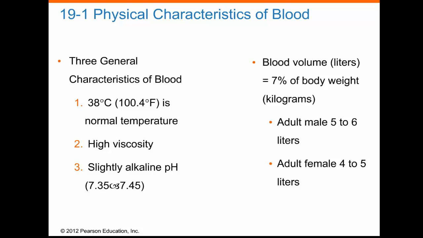So the three general characteristics of blood are that it needs to be a bit warmer than normal core temperature, so it circulates at about 38 degrees. It has high viscosity. It is slightly alkaline, between 7.35 and 7.45. And if we looked at the whole volume, it's about 7% of total body weight. So an adult male has about 5 to 6 litres of blood, and a female about 4 to 5 litres.